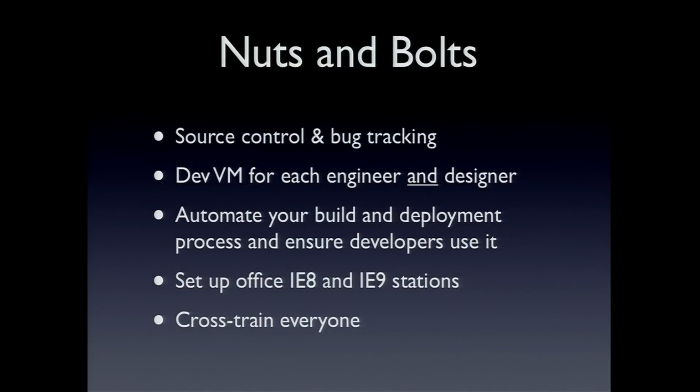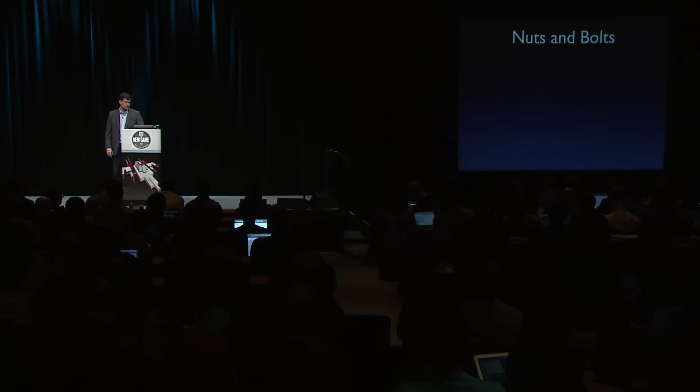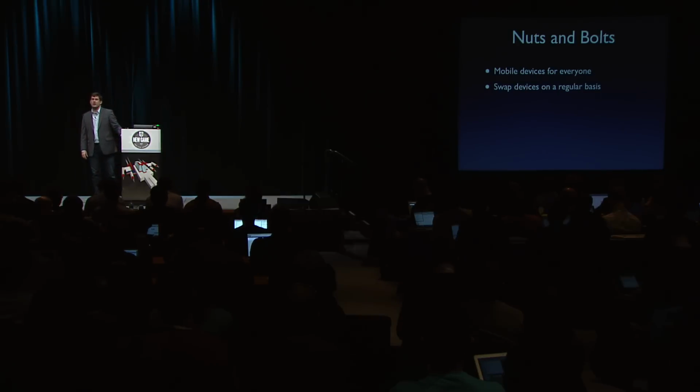And the other thing is you really need to cross-train everyone. We saw a pretty significant improvement in our game's performance as soon as we started teaching our CSS folks JavaScript and teaching our JavaScript folks CSS. Mobile devices for everyone, and swap them around. Don't let one guy become the Windows Mobile fellow, and then another person be the Android 2.1 person, and people get really comfortable: it works on my machine. So swap and rotate those devices around.